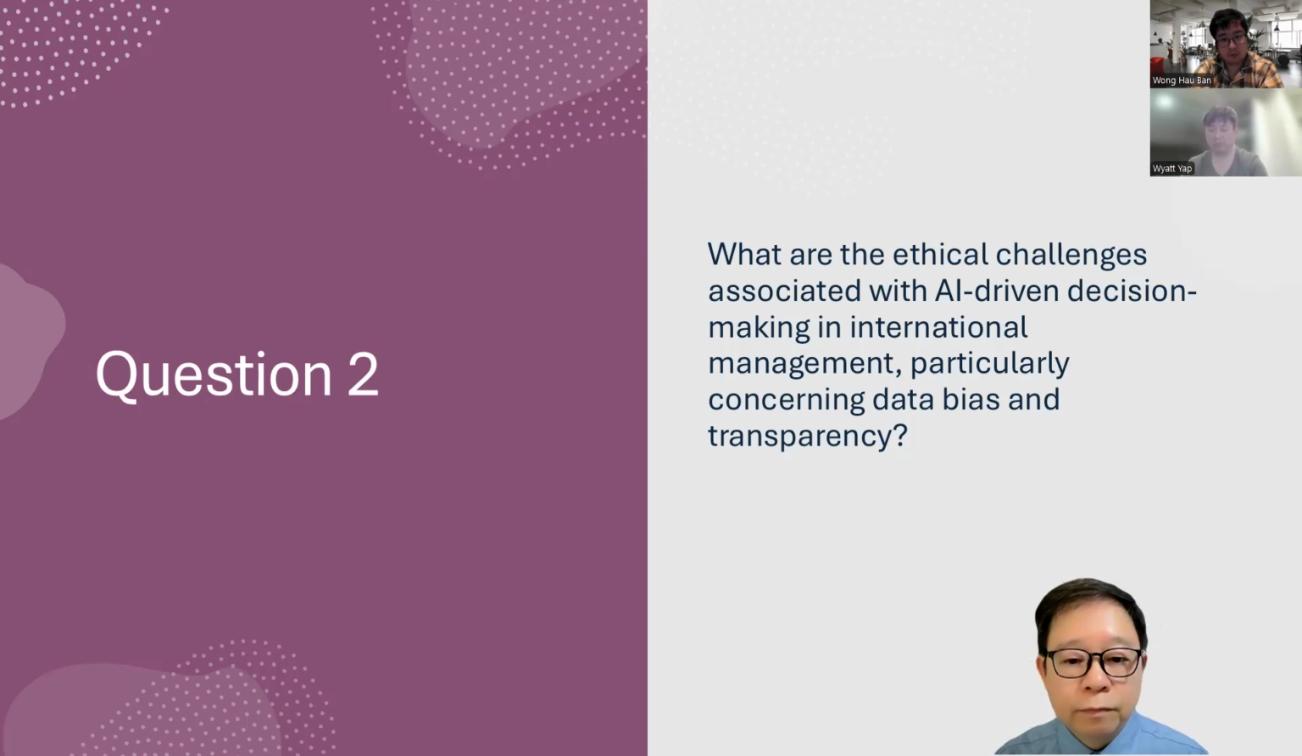Is the first point. And for the impact on the decision making, I think the bias for the AI decision making can be profound. And in international management context, we know that the algorithm could affect market entry strategies, and also the customer segmentation and also resource allocation decision.